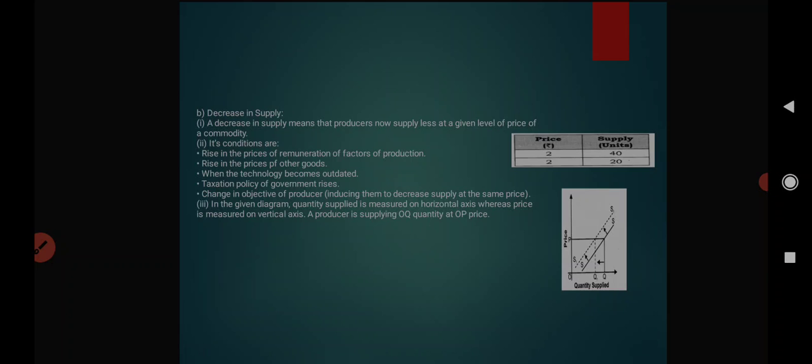Decrease in supply. A decrease in supply means that producers now supply less at a given price of the commodity. The condition may be rise in prices of the other goods, or increase in taxes, or it may be that the technology which the firm was using previously may become outdated. That is why the supply curve has shifted leftward. There is no change in price, but the supply has decreased from 40 to 20 units.